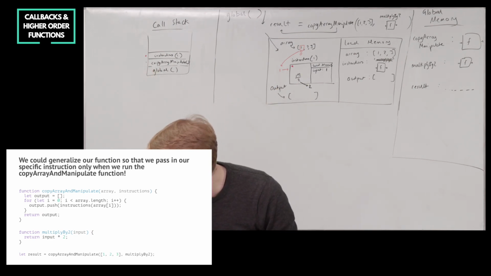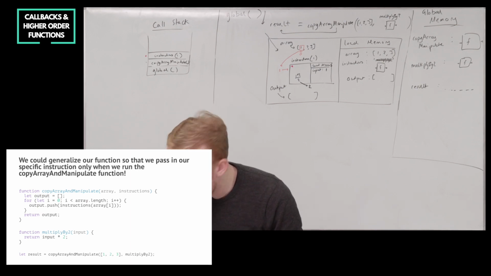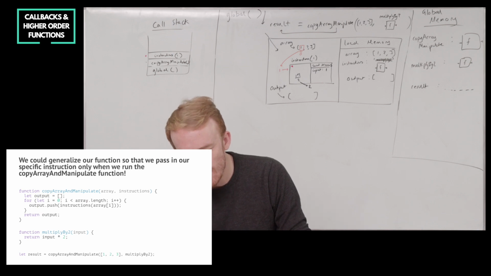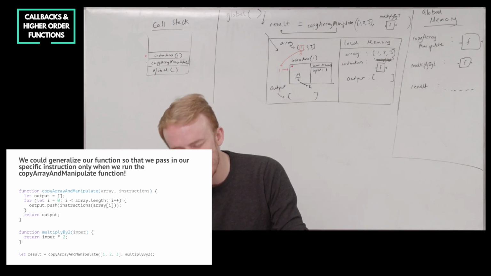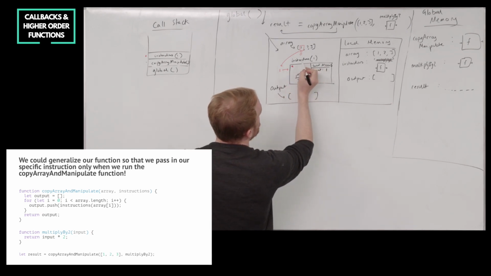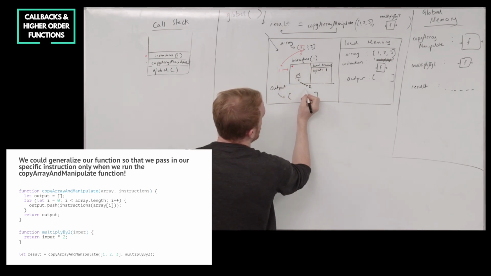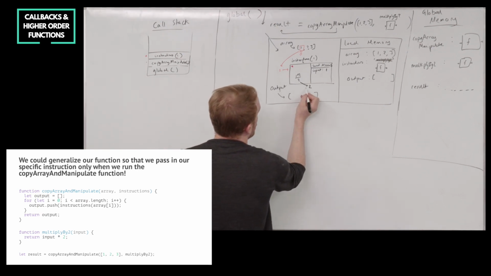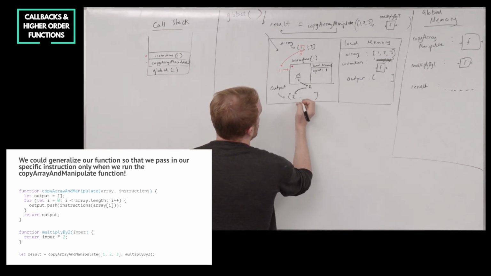That is to say, multiply by 2, input of 1. That whole little section of code is going to be switched out and replaced with the return value of running multiply by 2 with the input of 1, which is 2. And so this whole portion here will be replaced by 2, the return value. And that 2 gets pushed to the output array.